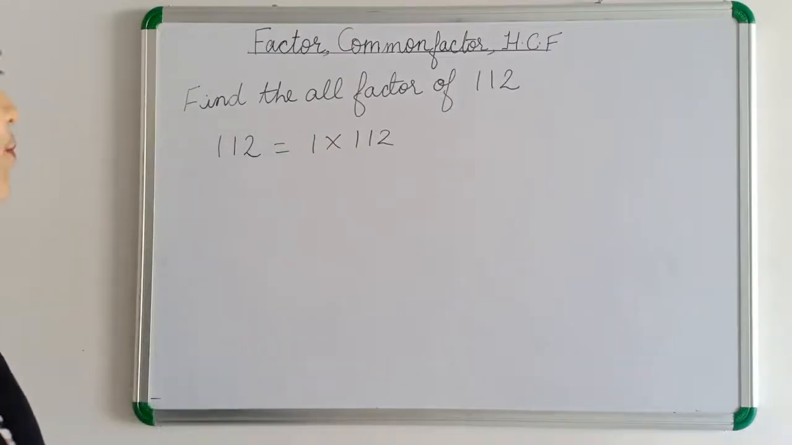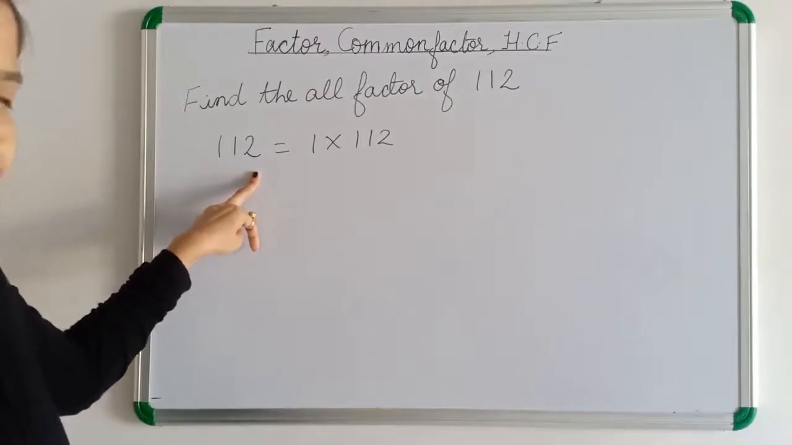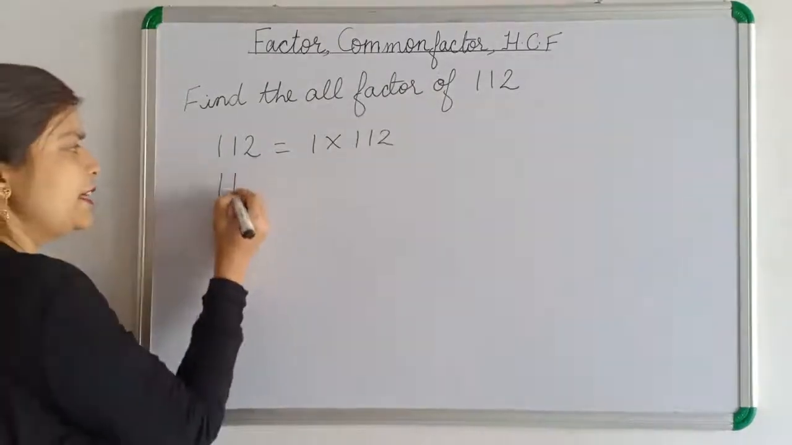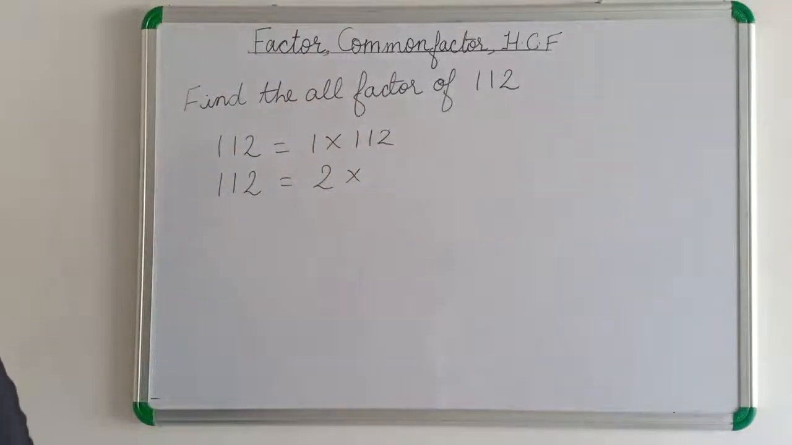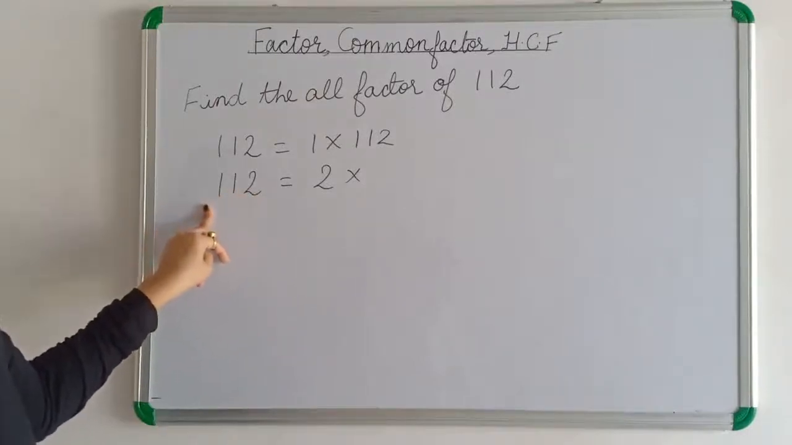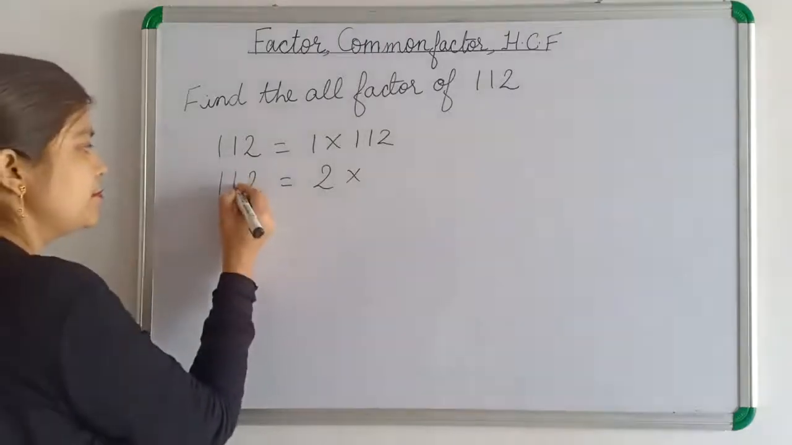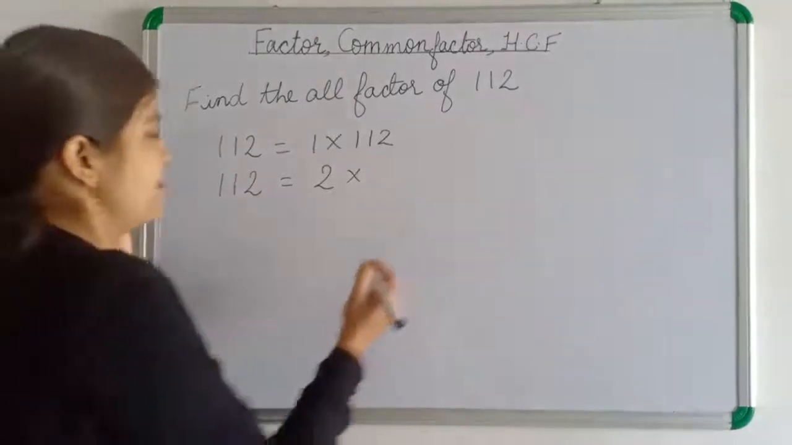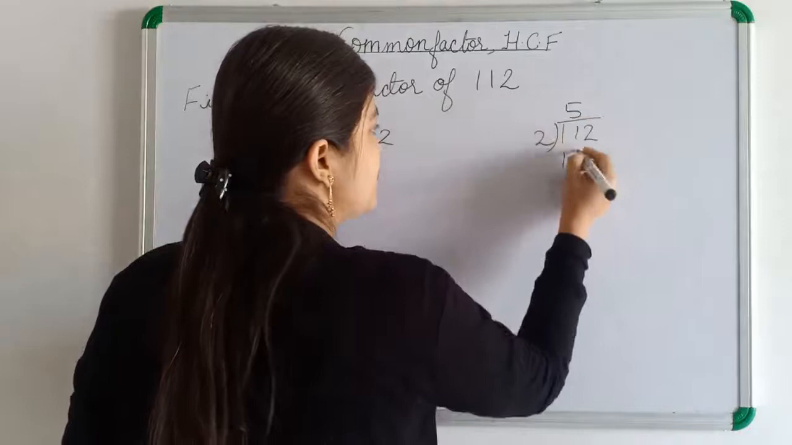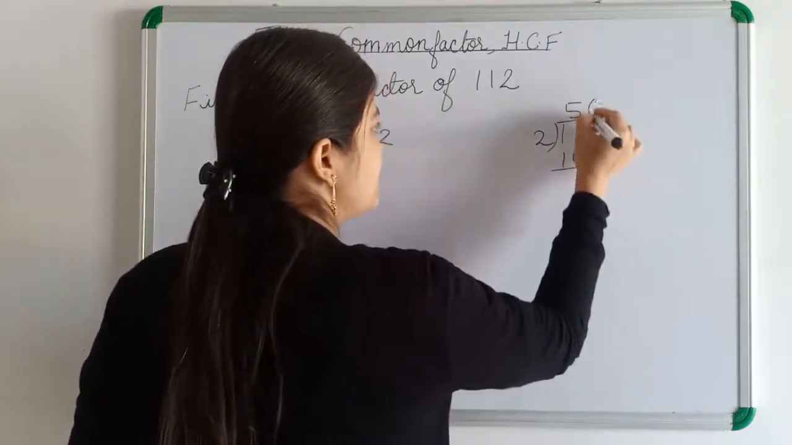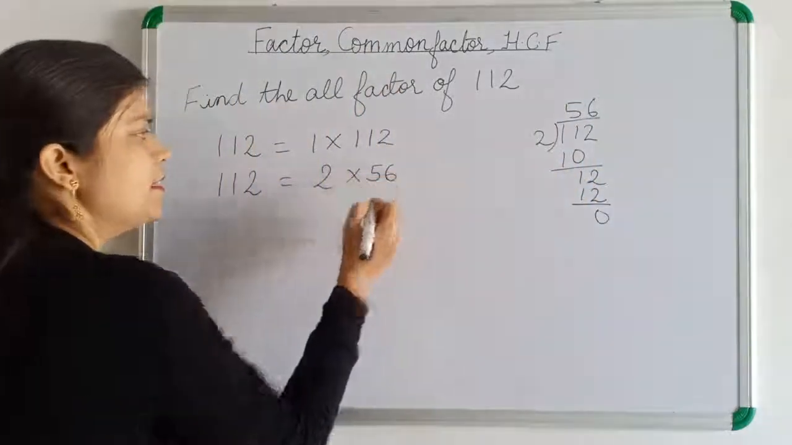Okay. Now you see whether 112 is divisible by 2 or not. It comes in the table of 2. That means we can write 112 as a product of 2 and some number, because we can divide 112 by 2. You can see it is ending with 2, so we can divide by 2. So 2 into what will be 112? 2 into 56 is 112.